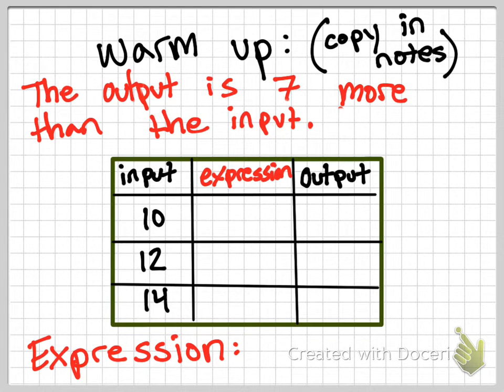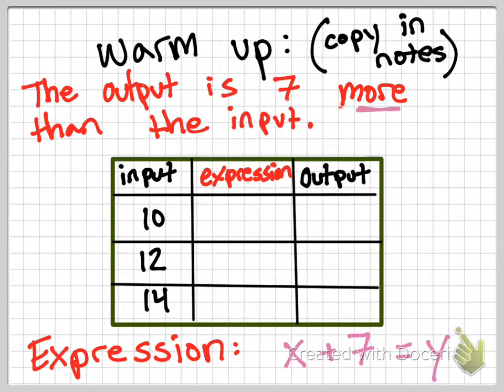So I want you to try this one. The warm-up. The output is 7 more than the input. First, what is our initial expression? At the bottom, I want our initial expression, the one with our variable. Romario? Rocco? It's not times. X. What is it? Oh, plus. What is it, Michelle? X plus 7. So x plus 7 is going to equal y.